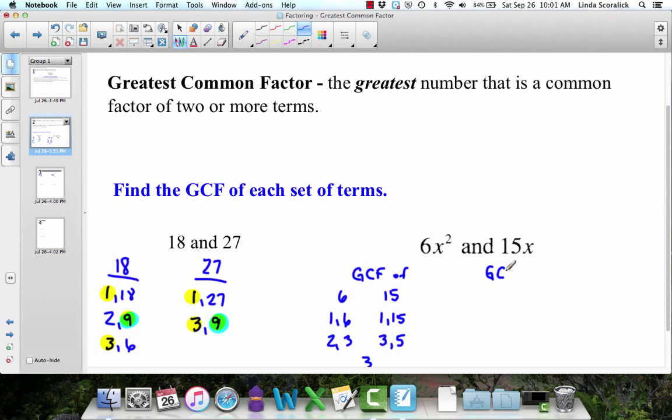Then we want to find the GCF of x squared and x. It's really important to note that when you're finding the GCF of variable terms, they have to be the same letter. They have to be that same variable. And what you want to look for is the lowest power. Now we're able to find a GCF of an x squared and an x term because they both contain the letter x. Here the lowest power would be x. So the GCF of 6x squared and 15x is 3x.